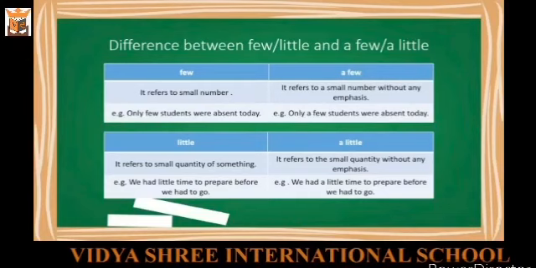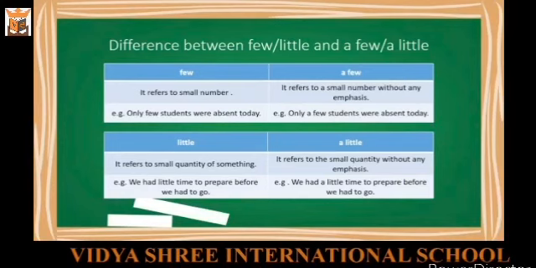We use the word few when we want to talk about the quantity of something. Usually, we use it when we want to talk about a small quantity. For example, only few students were absent today. In this sentence, we used few to indicate that only 1 or 2 students were absent. Most of them were present.